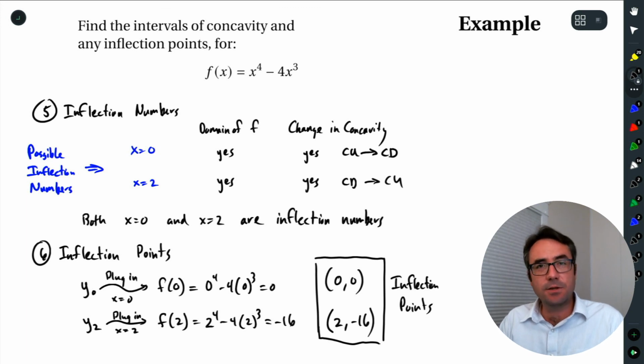All right, so not a bad little example. We're going to try another one that's a little bit more complicated, but still not too bad. So we'll see you there.